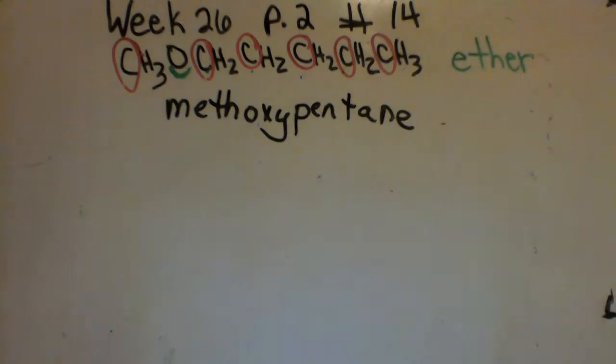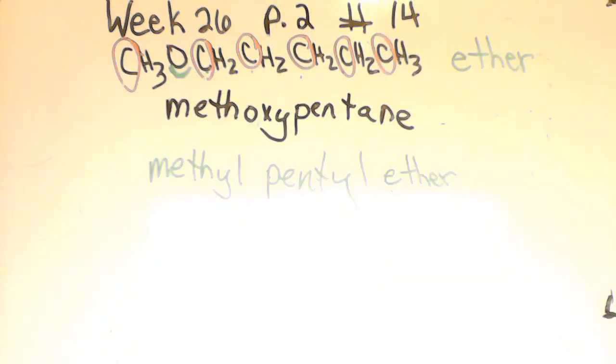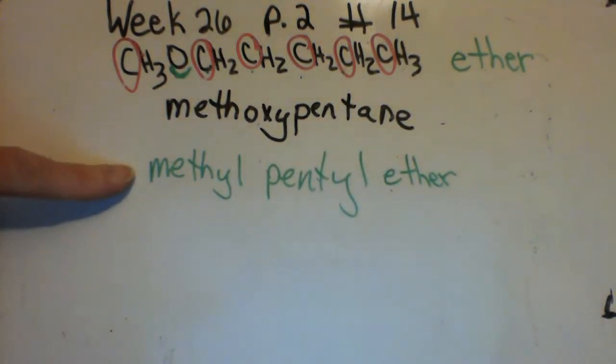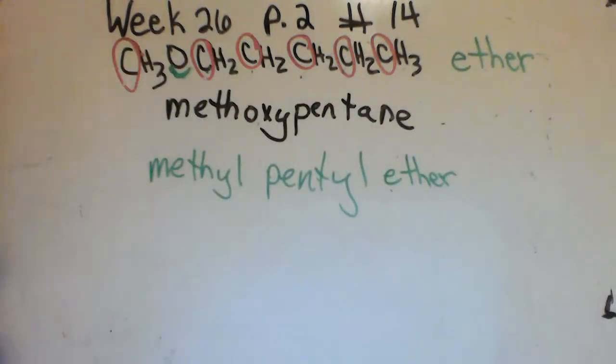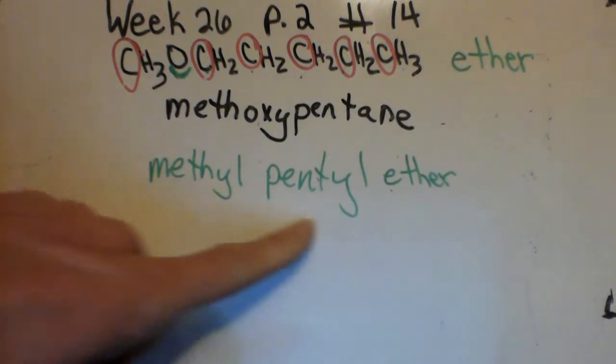Now we can also name this by its common name, which names the 2 hydrocarbon chains as if they were branches, giving them the "yl" ending. So we see that this molecule has a methyl group and a pentyl group, and it's an ether because there's an oxygen in the middle, so we can call it methylpentyl ether.